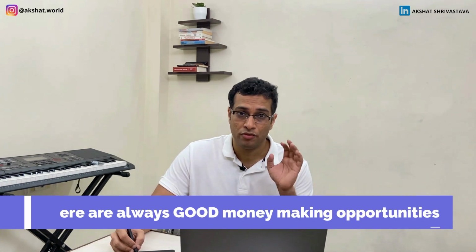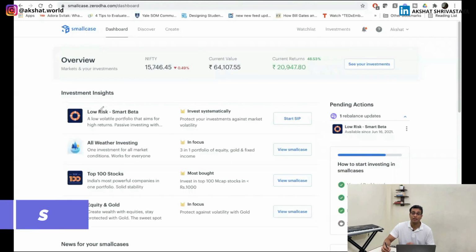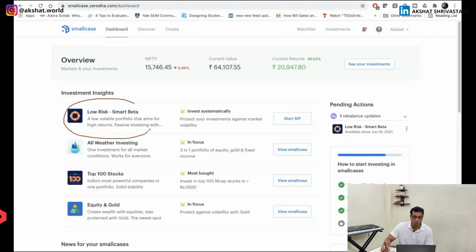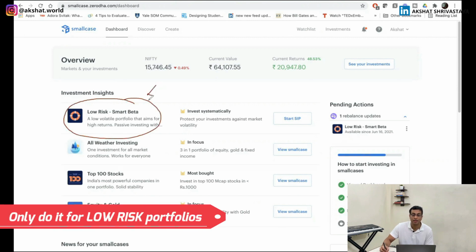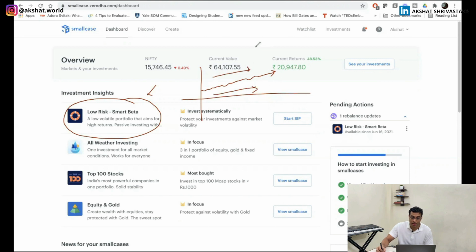Now the second way in which you can do rupee cost averaging is that if you do it in small cases. But here please note down and please make a note that only do it for low risk portfolios, right? Why is low risk portfolios? Because these low risk, low volatility portfolios, in the long run, they will go up only.